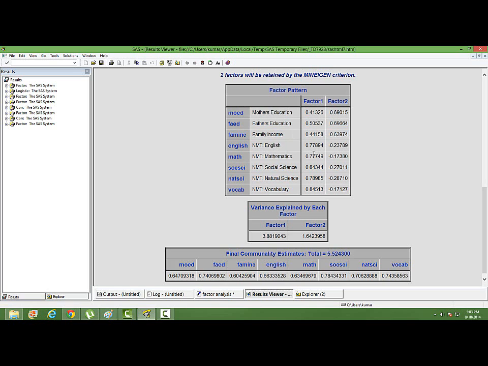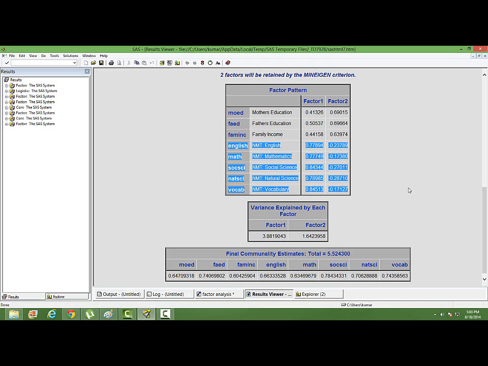In the last 5 variables, in all the cases, the coefficient for factor 1 is higher than the coefficient for factor 2. Hence, we can club these 5 variables into factor 1. So that's how we group the variables. Factor analysis is all about grouping variables into single factors, right?